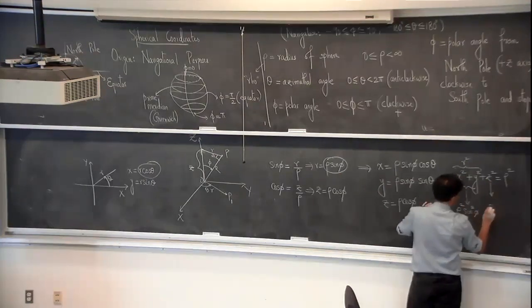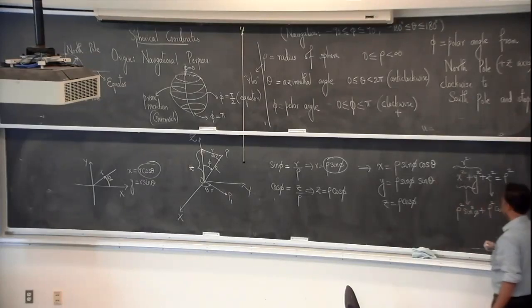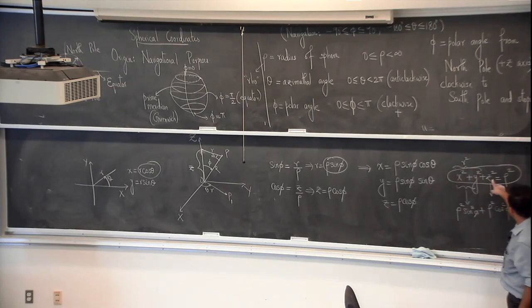This is rho squared cosine squared phi. Add them together, get rho squared. Okay. This is the hint that spherical coordinates is a good choice. If you have a block of terms that looks like x squared plus y squared plus z squared, or a sphere or a part of a sphere, okay, that's a hint that using spherical coordinates is a good choice.